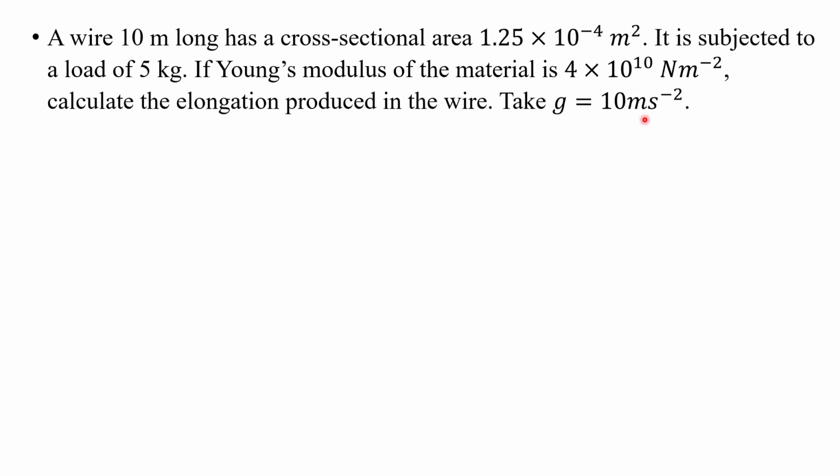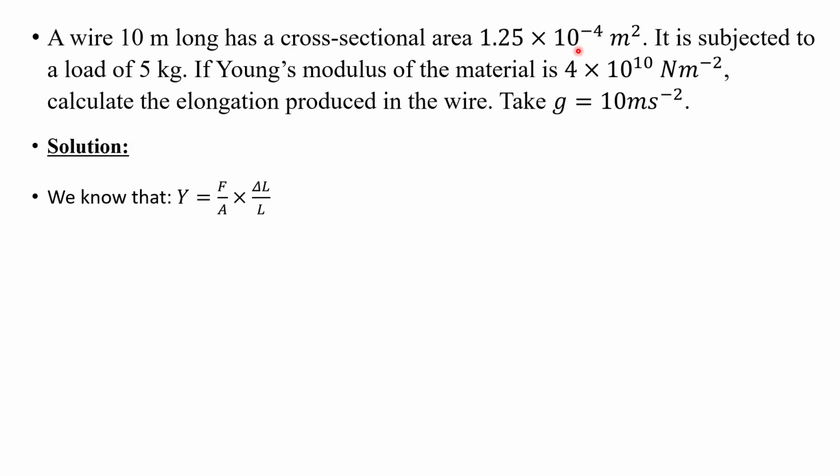Why is the value of g given? Because you have to convert the mass into weight. First of all, you have to convert the mass into weight, and then this weight will act as the force per unit area, and area is given as 1.25 into 10 raised to the power minus 4. So let's do the solution.